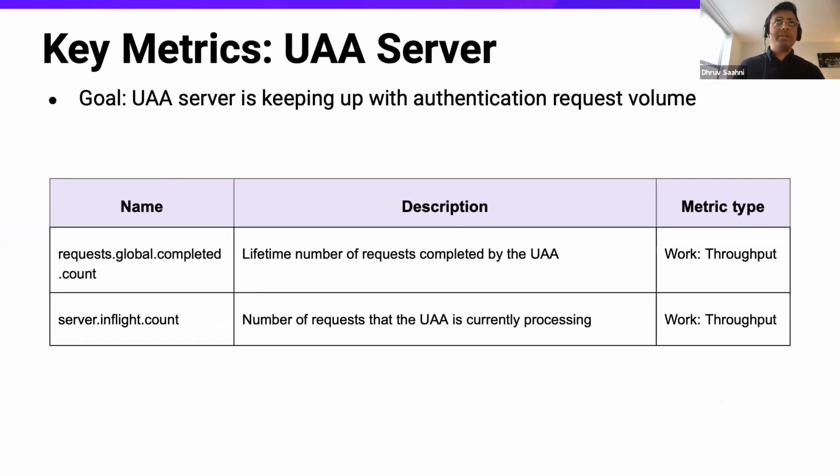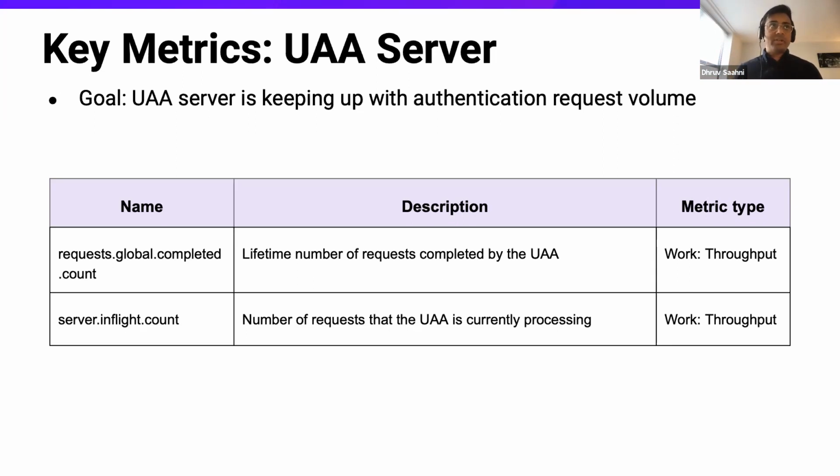Okay, so this was pretty basic. So let's look more deeply into specific metrics for each component, starting with the UAA server. So if you remember, the UAA server is responsible for identity and access management. The goal here is to ensure that the UAA server is keeping up with the authentication request volume. A lot of the times, this could be your bottleneck along with the router, which we'll talk about in a second, because essentially every single request has to pass through these two services. So you want to make sure you're keeping an eye on the following metrics.